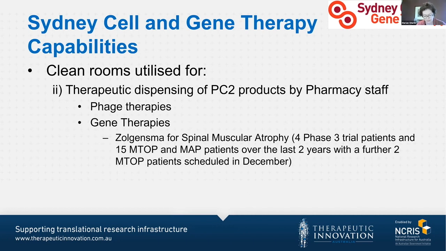Secondly, the other facility is used to dispense PC2 products such as phage therapies for bacterial infections and gene therapies, in particular for spinal muscular atrophy. And these are being used in a phase 3 trial, and a number of patients have already been treated with the product.